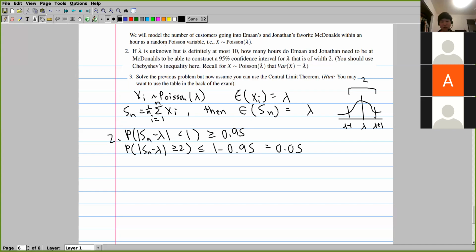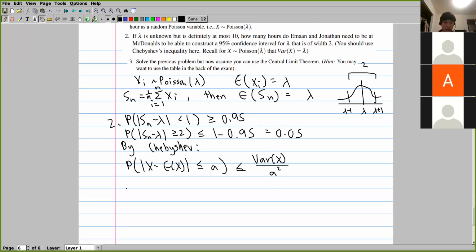Now we can see that this is in the form of Chebyshev, and we can try to fit it to what it is and solve. So by Chebyshev, plugging it in here.